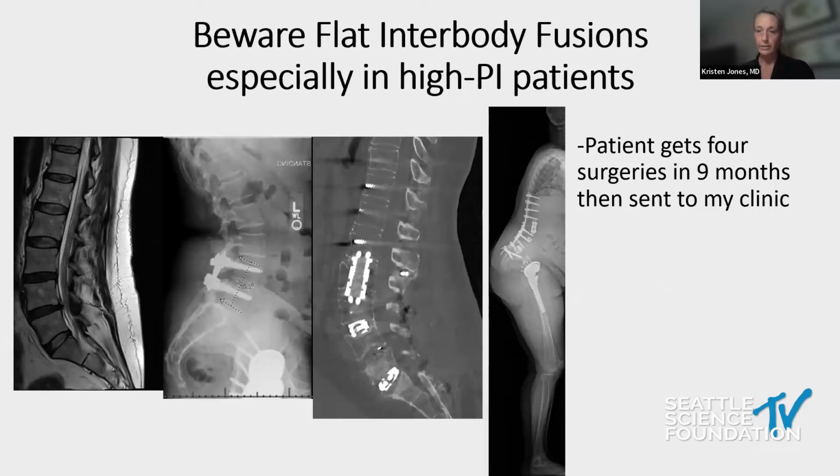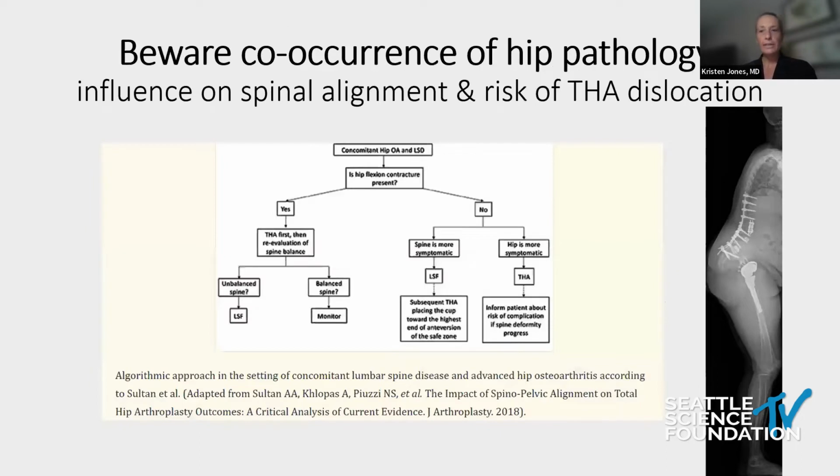And now we're looking at how we are going to correct this and get her in the appropriate alignment. So again, it's a high cascade volume. When you're a high pelvic incidence patient, you have to be very careful to get the alignment correct, even in a single level TLIF.